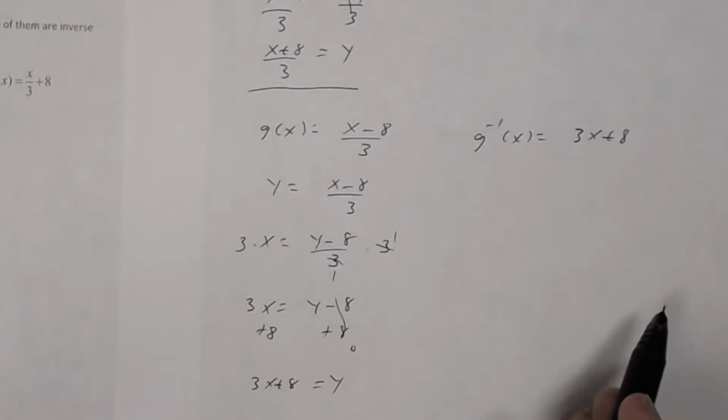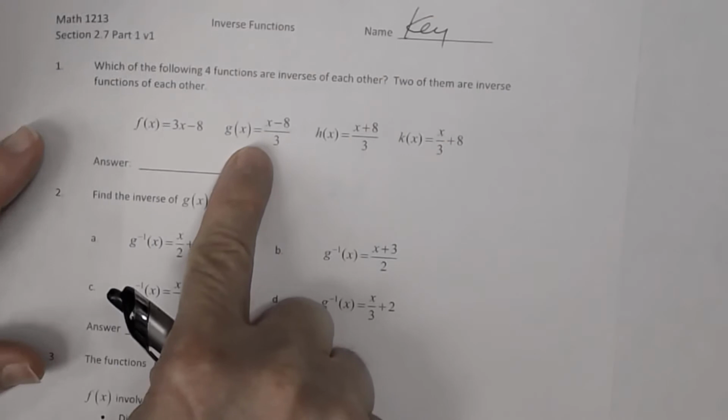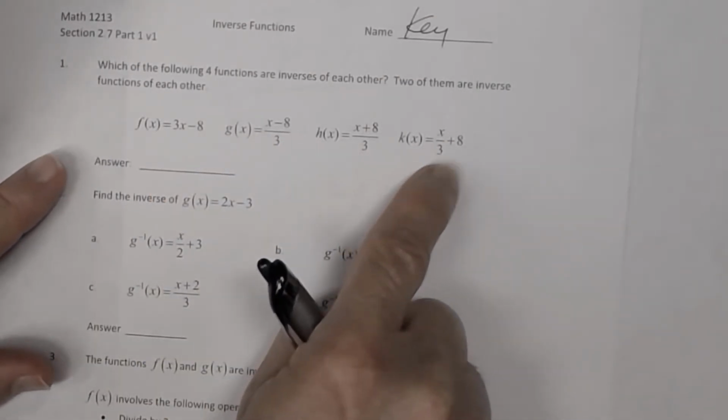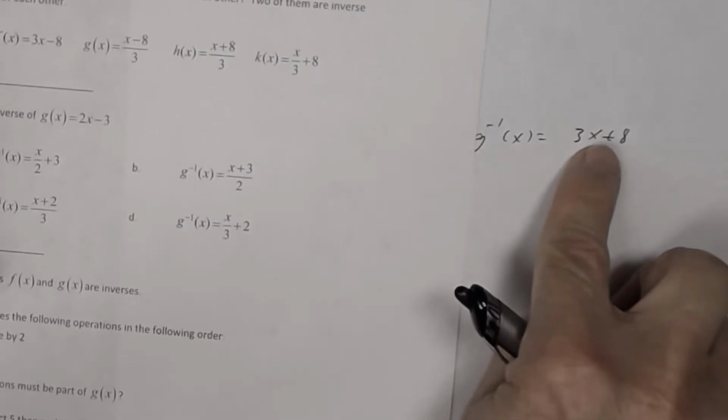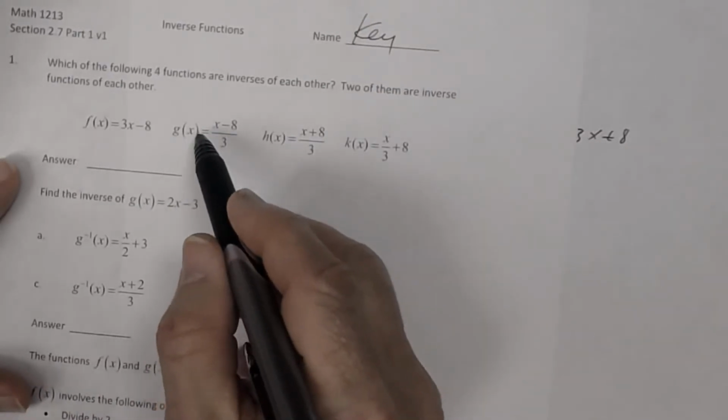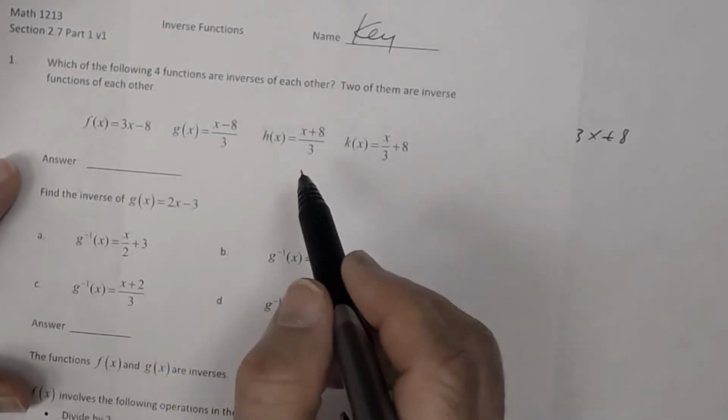If you did this one first, is the inverse of this anywhere in here? No. See, this is x divided by 3 plus 8, not this. So right away you know that the inverse of this is not listed anywhere.